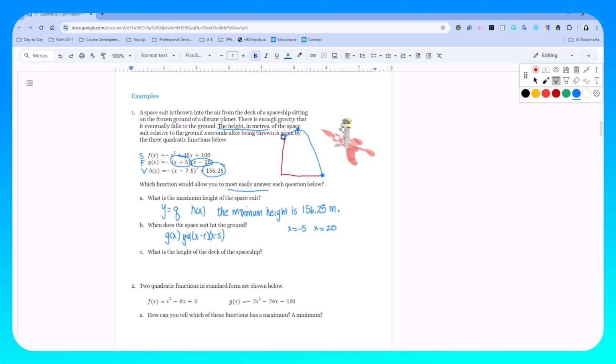But this has to be time. Remember, it says when does the spacesuit, not spaceship, hit the ground. And that has to be a positive number. So in other words, the time has to be the x value. So the time it hits the ground, or we can just rephrase it, the suit hits the ground at 20 seconds.